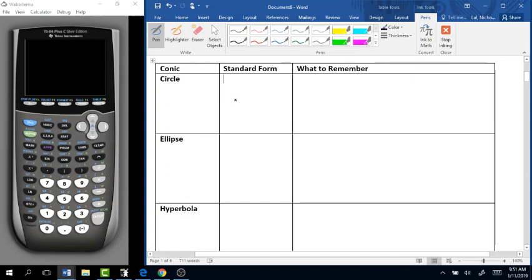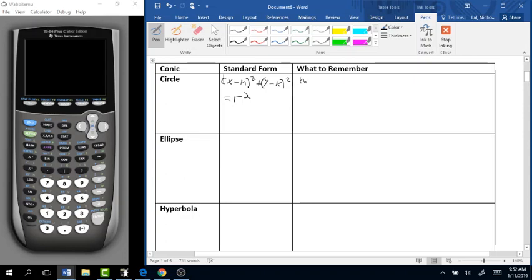The standard form of a circle, starting conic sections, is going to be (x − h)² + (y − k)² = r². So if you can, write smaller than I can and put it all in one line. But that's the standard form of a circle. So what to remember?